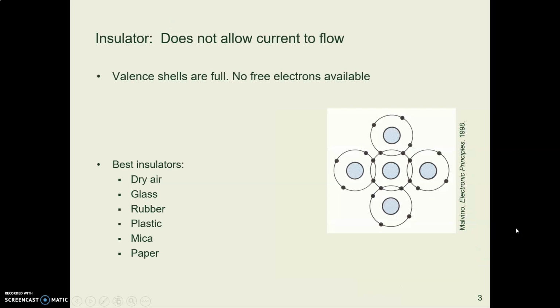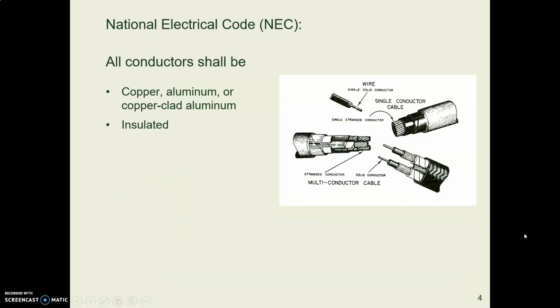An insulator is a material that does not allow current to flow, and most insulators are not elements, as copper and aluminum are. Most insulators are compounds of elements, so rubber, plastic, and so forth. The National Electrical Code writes rules about wires, about conductors, and it says these wires must be copper or aluminum, and they must be insulated.